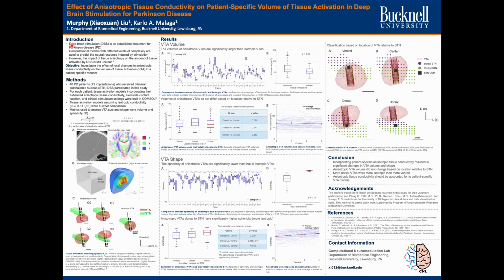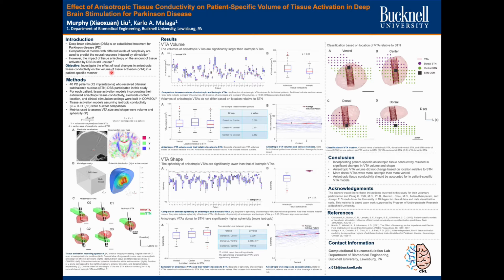I'm here to present my research on deep brain stimulation for Parkinson's disease. Deep brain stimulation is an established treatment option for movement disorders. It involves implanting electrodes deep into the brain and stimulates specific regions with electric pulses. For Parkinson's disease, the stimulation target is the subthalamic nucleus, also known as STN, which is a structure involved in motor control.